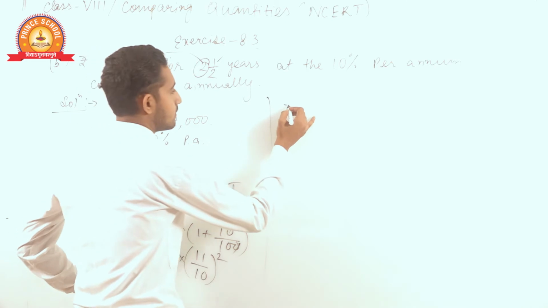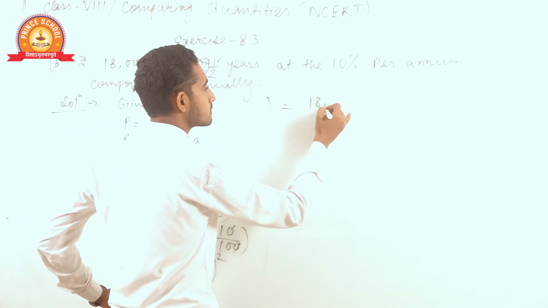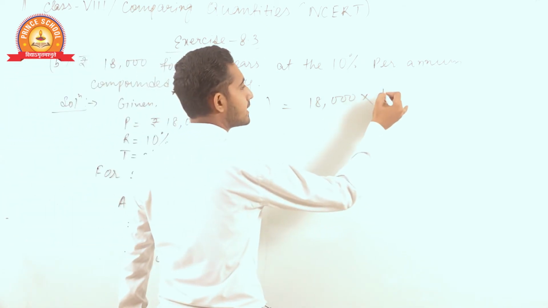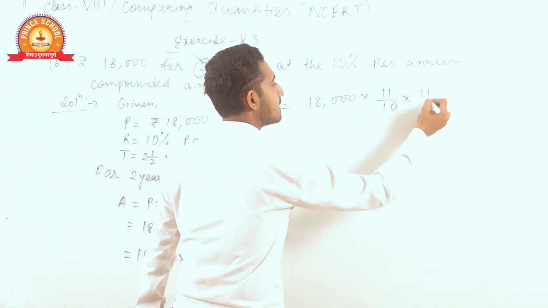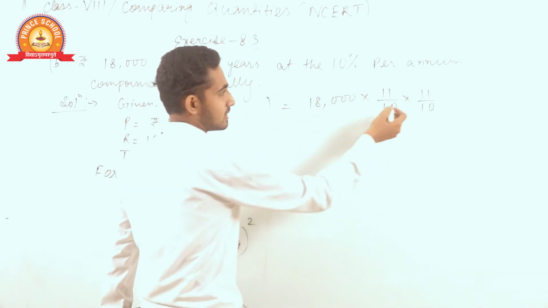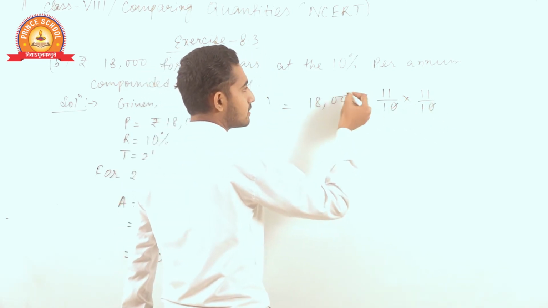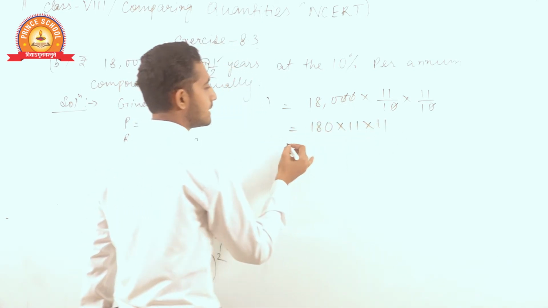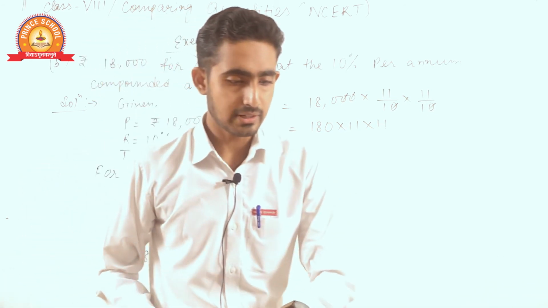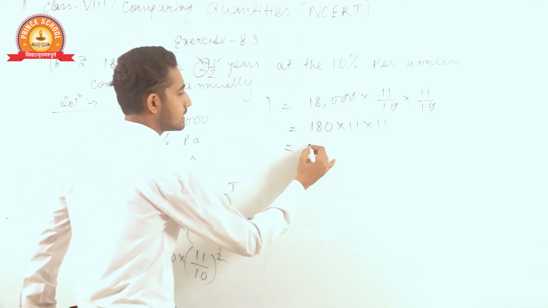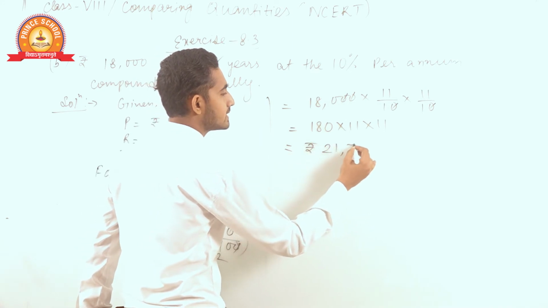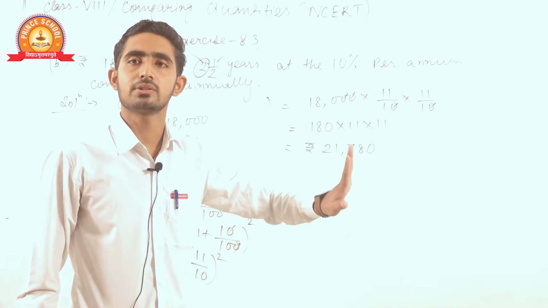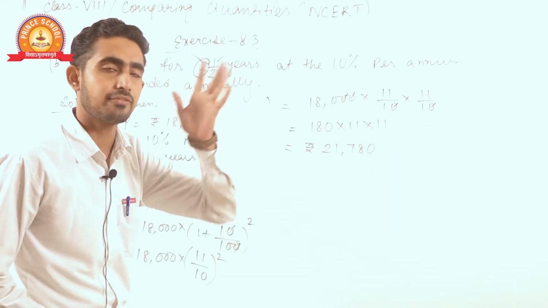Now solve. 18,000 multiply 11 upon 10 square means 11 upon 10 multiply 11 upon 10. That is a very easy question. 0 0 cancel out, 0 0 cancel out. That means 180 multiply by 11 and multiply by 11. To multiply, then your answer will come how many? Yes, rupees 21,780. That is the amount for how many years? 2 years. Now we have to find out for half years.